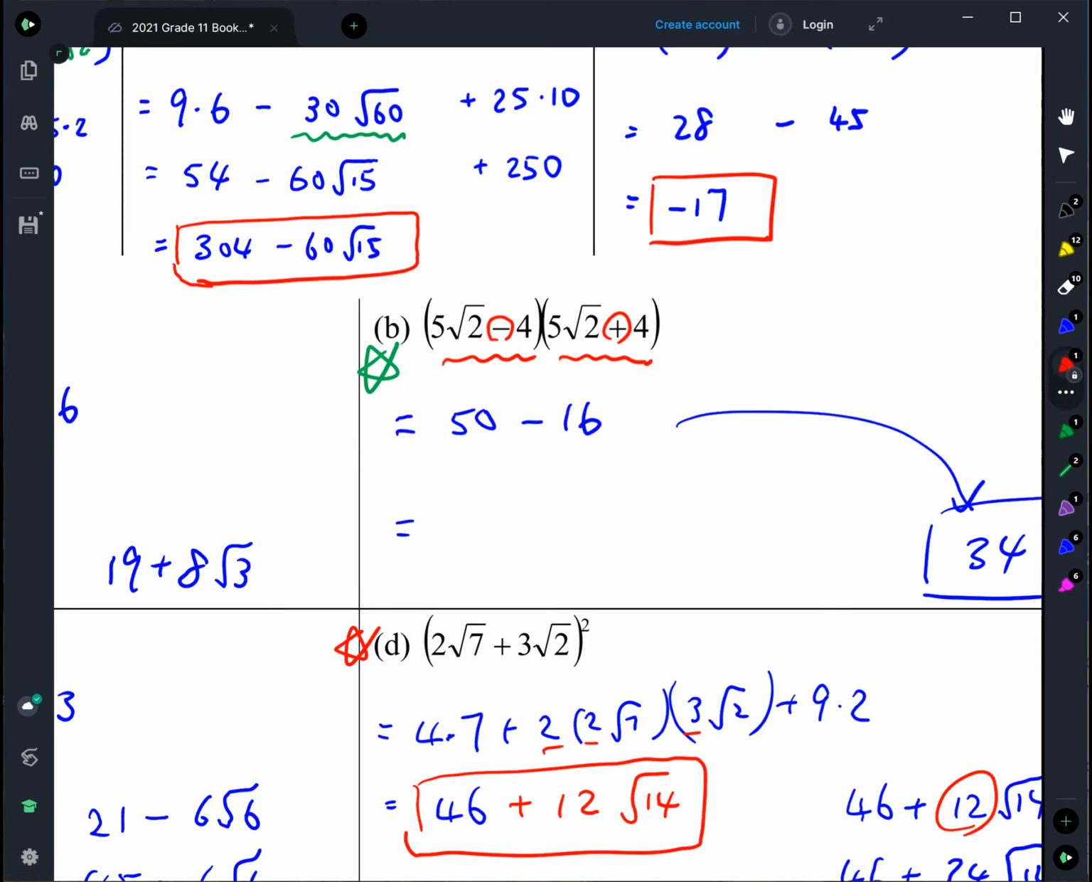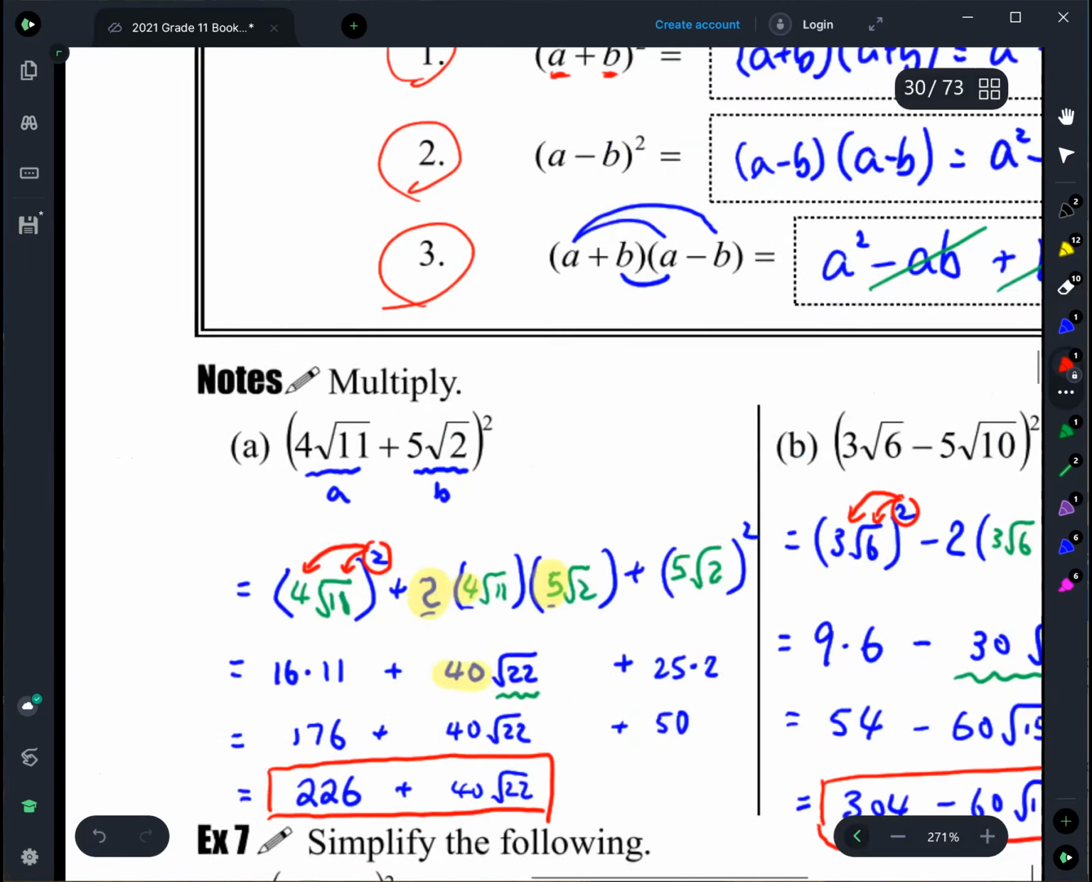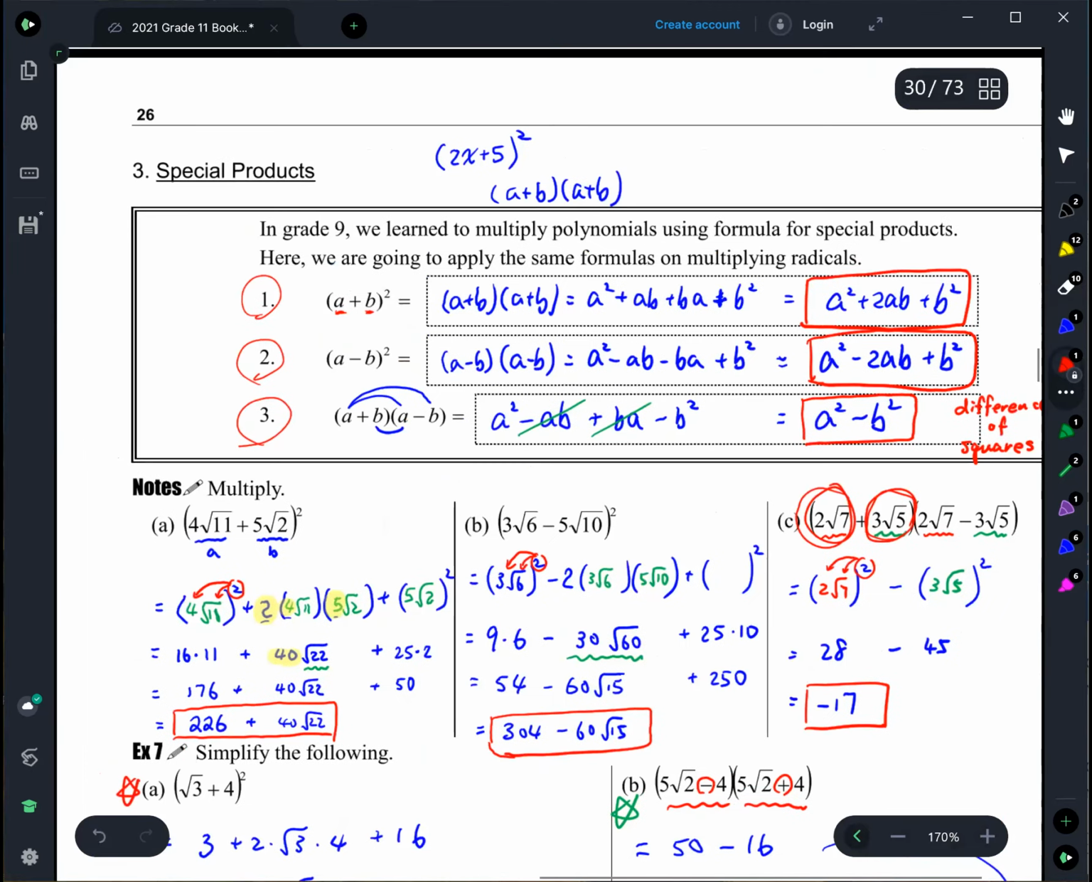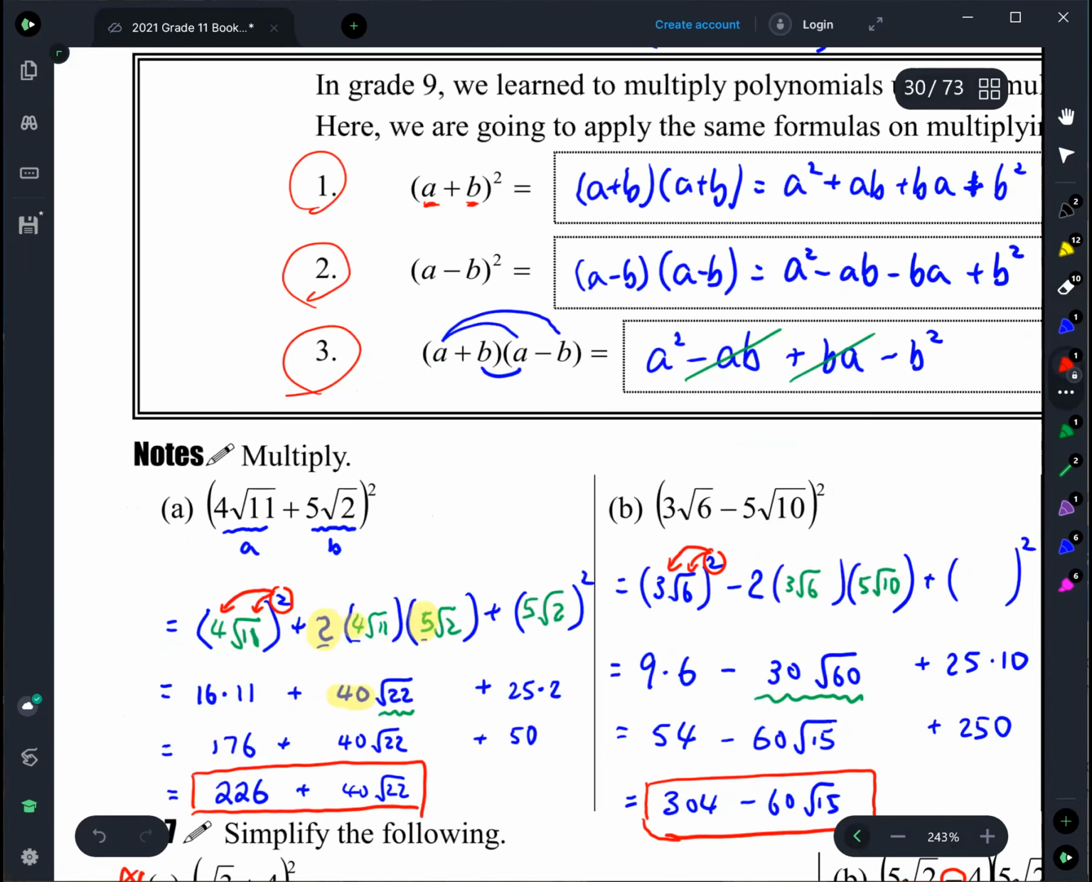So those two brackets are called conjugates. Okay, so on this page 26, you can write it here. These two brackets are called conjugates. Conjugates means they are almost the same, but one is adding, one is subtracting, okay? Opposite signs. Conjugate.